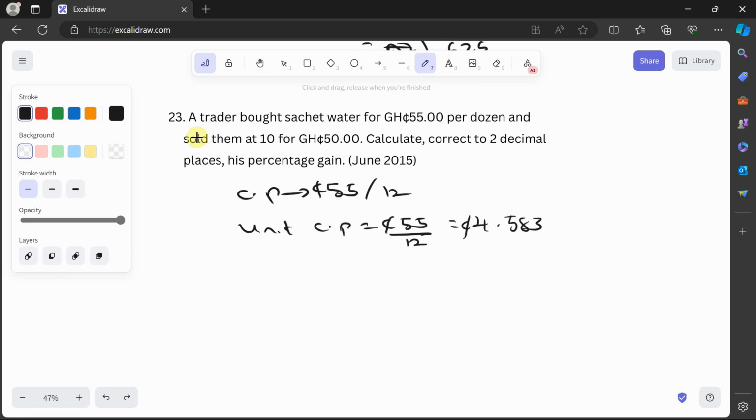Right, and it says that it sold them for 50 for 10, so we know that the unit selling price, this is very easy, would be 50 divided by 10. So it sold for 5. Now it says calculate, correct to 2 decimal places, the percentage gain.